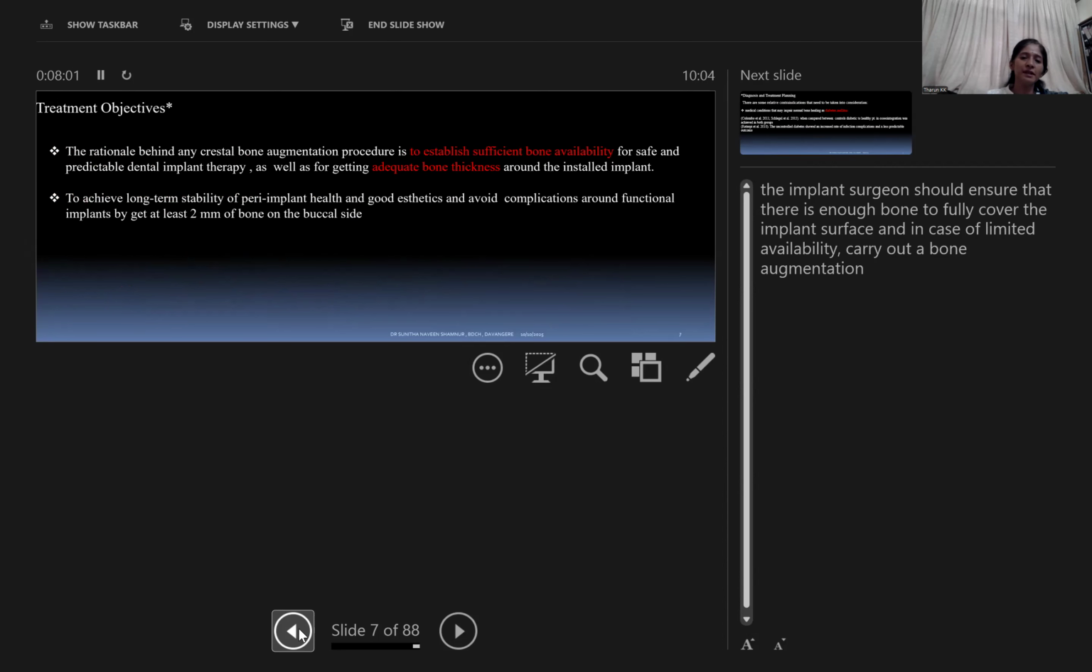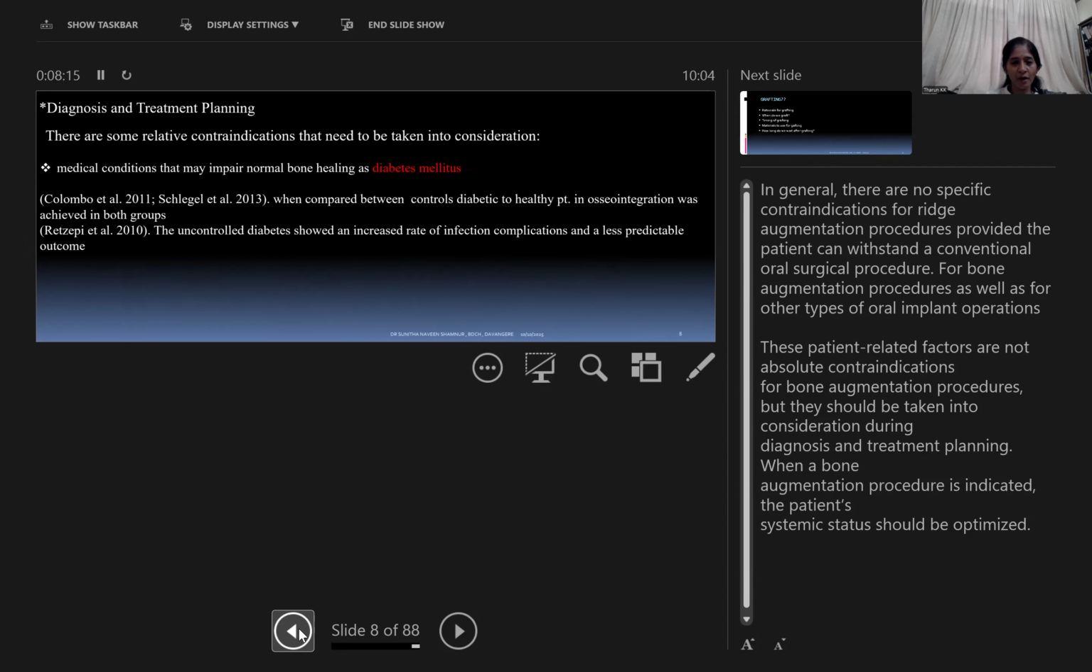So the treatment objective is very simple. You need to establish sufficient bone quality and quantity for safe and predictable implant success.